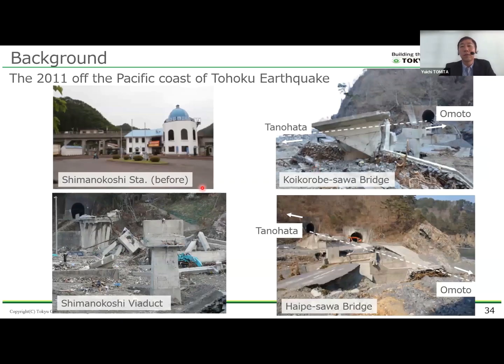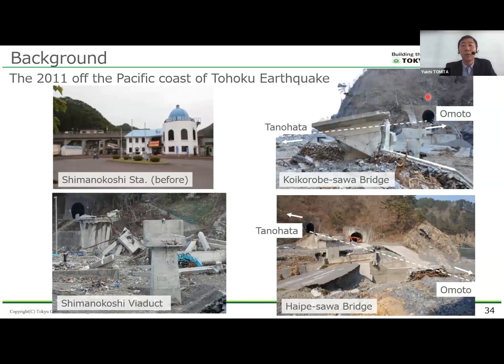These pictures show typical damage caused by tsunami along the Sanrik Railway Lias line. The upper left photo shows Shimanokoshi Station before the disaster, located right beside the coastline. In the bottom left, the Shimanokoshi Viaduct after the tsunami. Its girders were completely washed away, leaving only the piers.